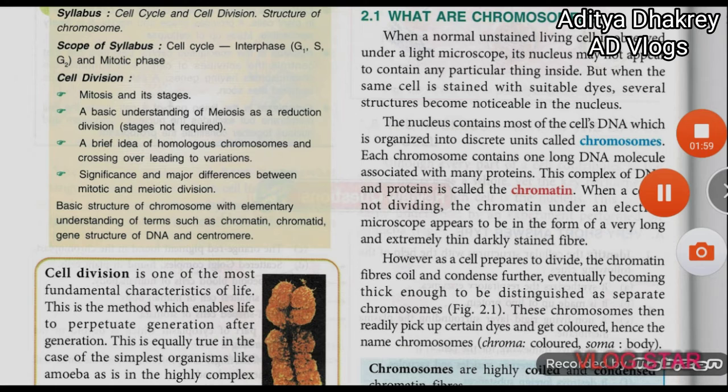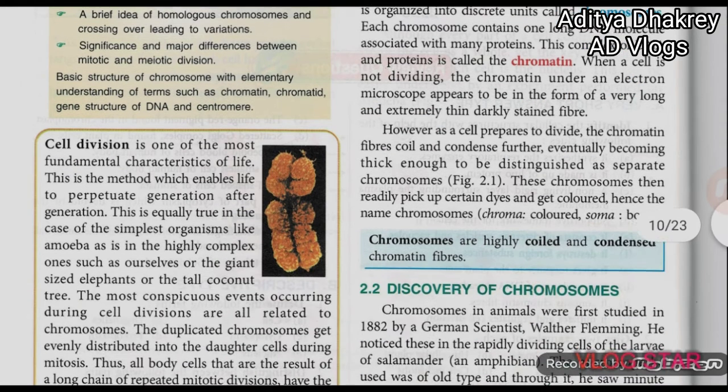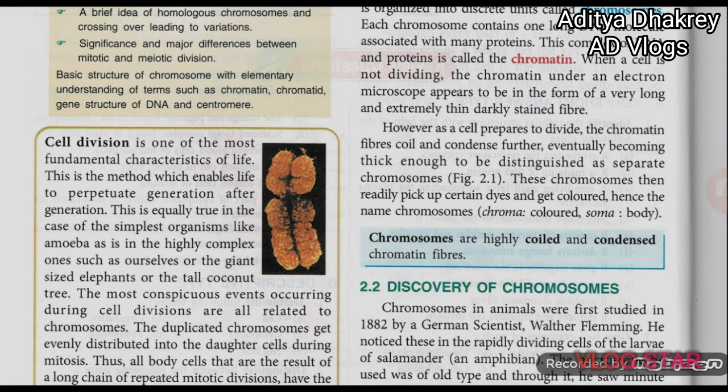This complex of DNA and protein is called chromatin. When a cell is not dividing, the chromatin under an electron microscope appears to be in the form of very long and extremely thin, darkly stained fibers. However, as a cell prepares to divide, the chromatin fibers coil and condense further, eventually becoming thick enough to be distinguished as separate chromosomes. These chromosomes then readily pick up certain dyes and get colored, hence the name chromosomes: chroma, colored; soma, body. What are chromosomes? Chromosomes are highly coiled and condensed chromatin fibers.